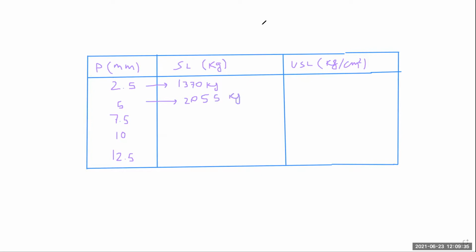We generally focus on these two penetration values, 2.5 mm and 5 mm. So these are our standard loads: 1370 kg and 2055 kg. The unit standard load in kg per centimeter square is 70 for the first, and 105 kg per centimeter square for the second.